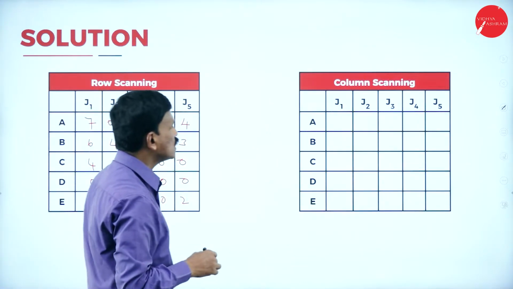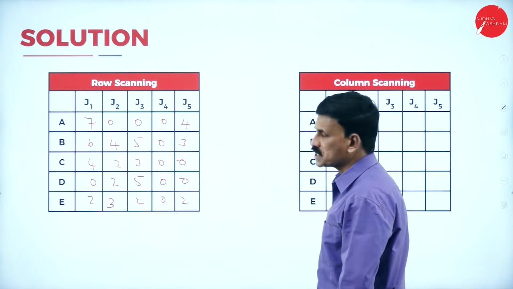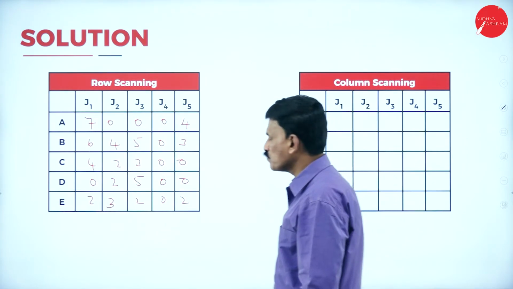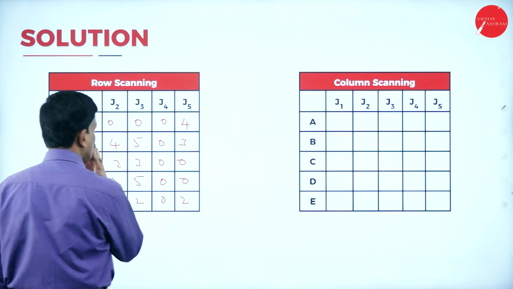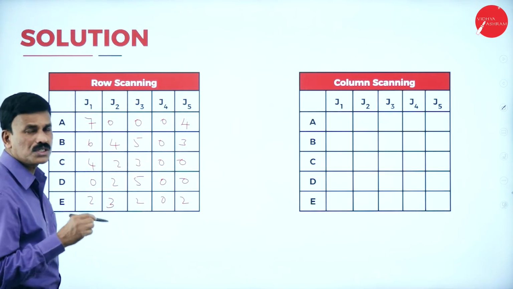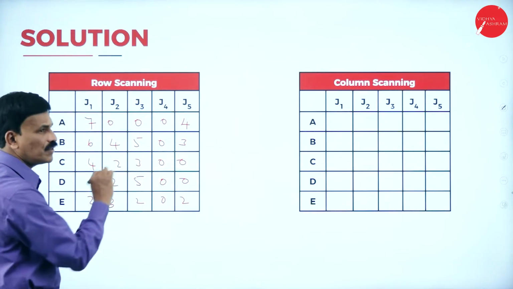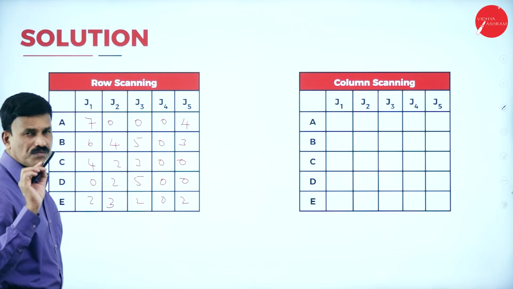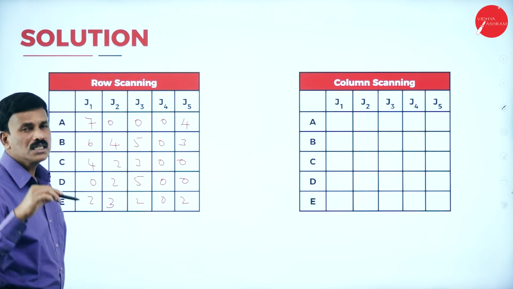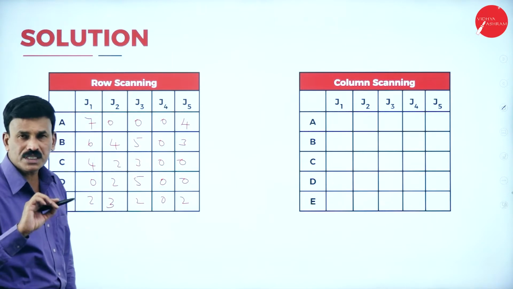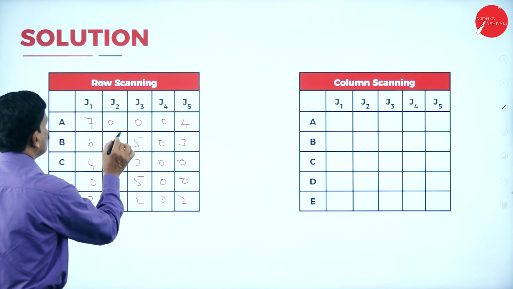Now from this, let us go to the row scanning. Here what is the row scanning? We are going to identify the zeros. In the first row, just identify the number of zeros. If there is one 0, just circle this. If it is more than one 0, go for the next row. That's all. So that is called row scanning.